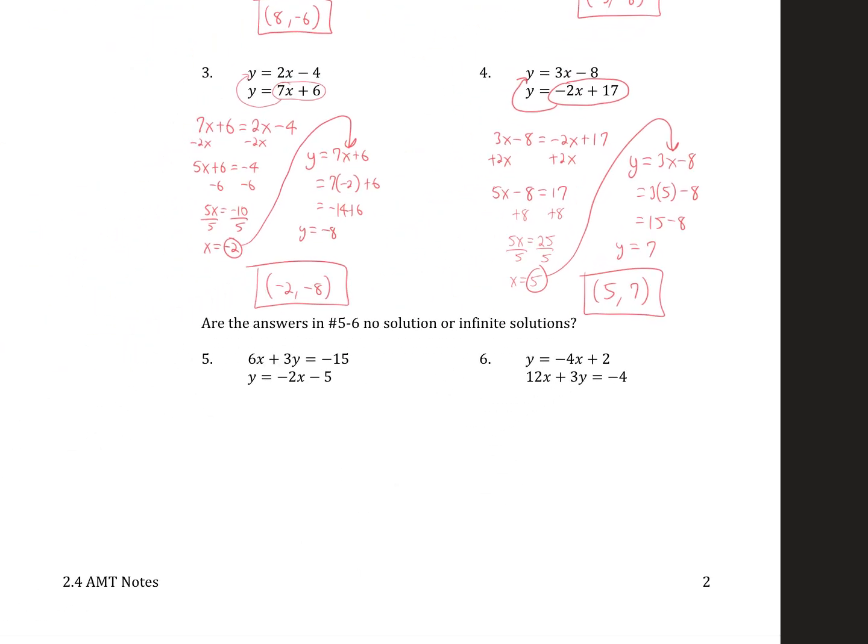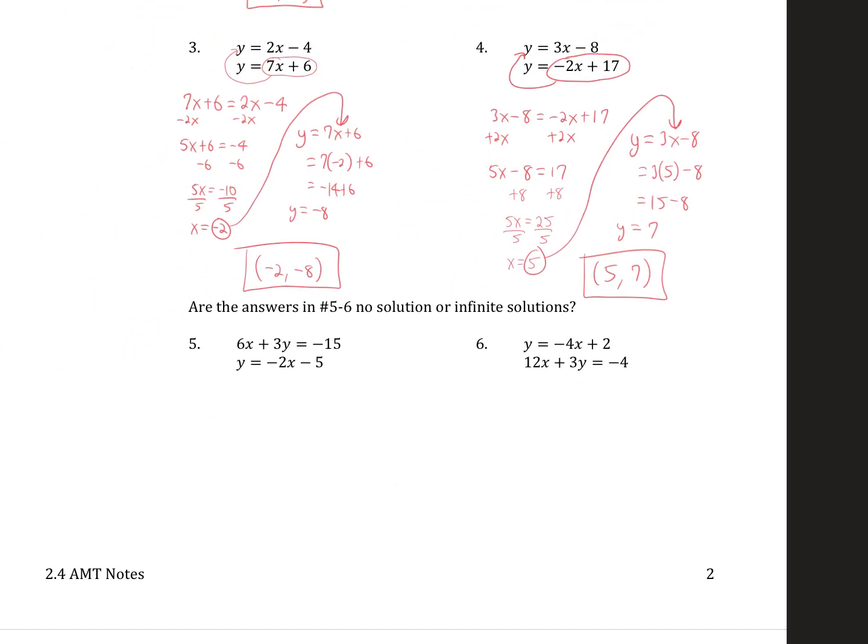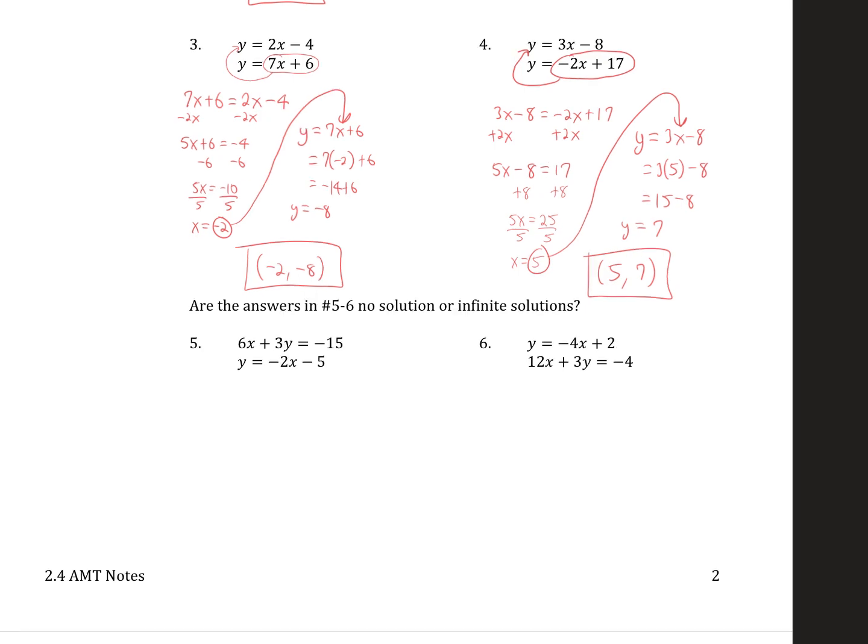All right, very cool. All right, number 5 and 6, they're going to be a little bit weird here. It's going to be either no solution or infinite solutions. But why don't you guys go ahead and see if you can try these and see what happens. See if you can figure out, you're going to do the same thing. You're going to get x or y by itself, and you're going to plug it in. You're going to get something weird, though. I want you to think about what it is. Go ahead. All right, number 5.